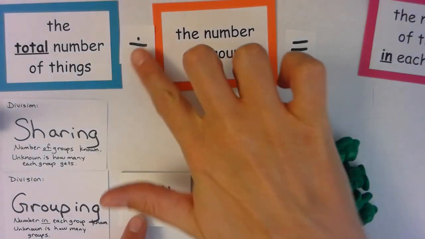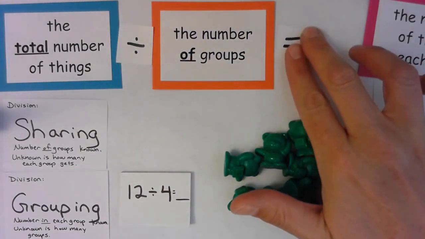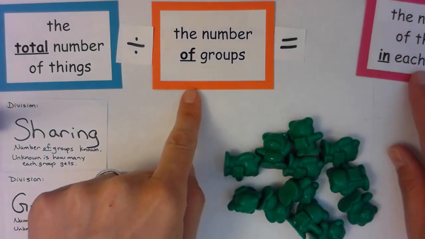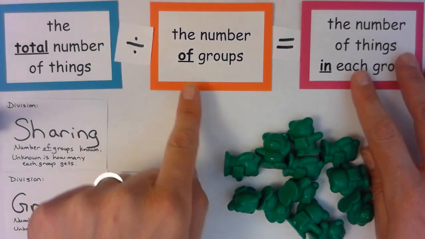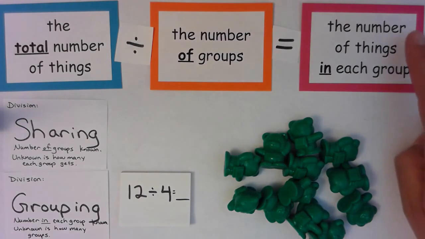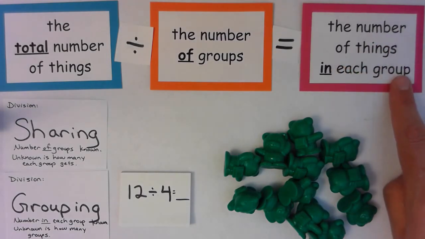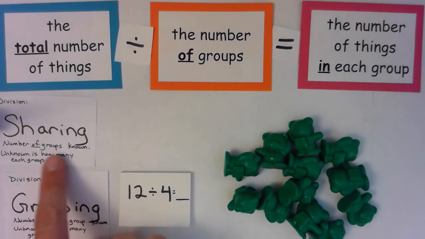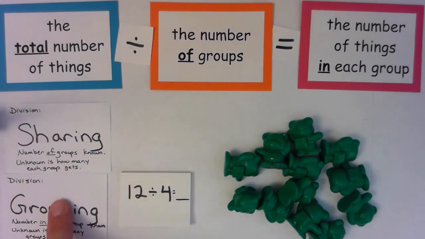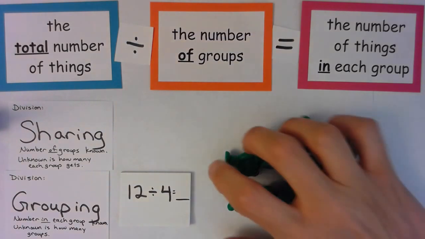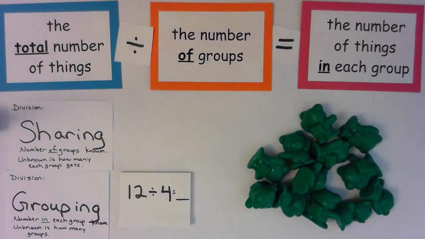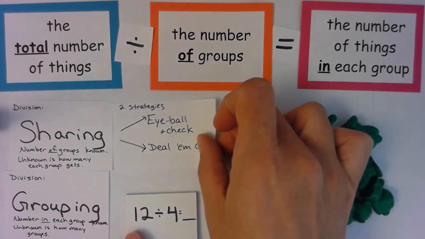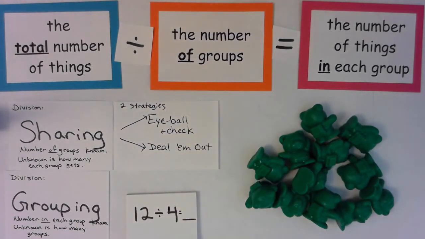This is our equation to model our word problem. So we know that there are 4 kids, and what it's asking for then is how many bears does each kid get? So that's this here. That puts us in the sharing category of division. So when we're sharing, let's go ahead and try to solve this. How many bears is each child going to get? Well, there's actually 2 ways I can go about this. We have 2 strategies for sharing.